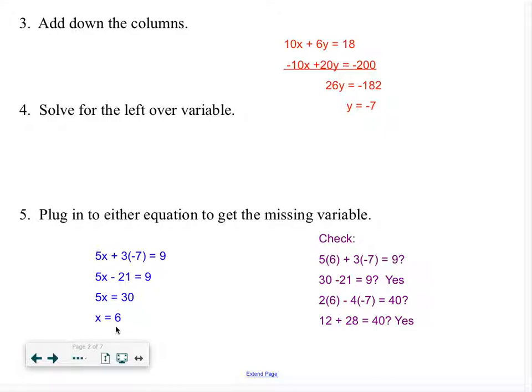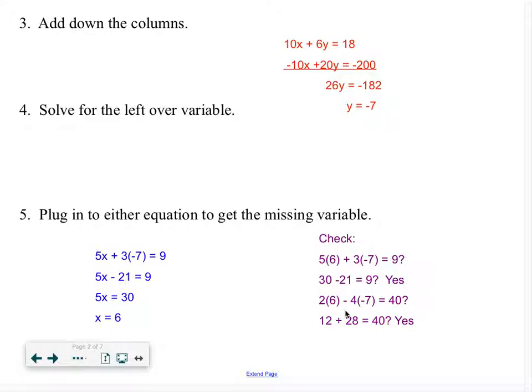And then I needed to check. So my original equations were 5x plus 3y equals 9. I plugged in 6 for x, negative 7 for y, and then I simplified it to see if the equation stayed balanced, and it did. 30 minus 21 does equal 9.